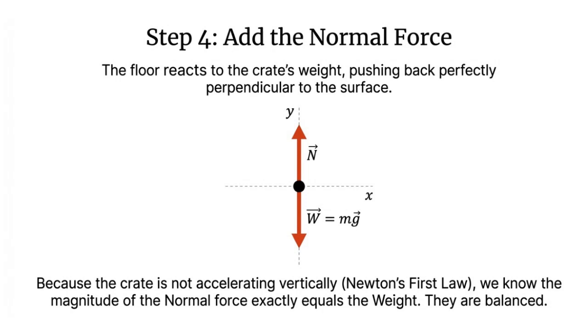Now we add the normal force, which is the floor's reaction to the crate's weight. This force pushes straight up, perpendicular to the surface. Since the crate isn't moving up or down, the normal force must be equal in size to the weight pulling down. That means these two forces balance each other perfectly, so the crate stays still vertically.